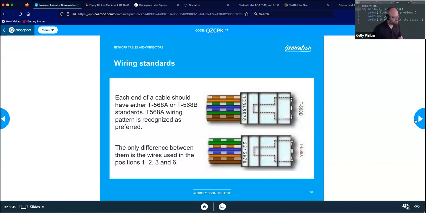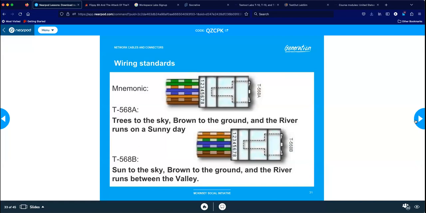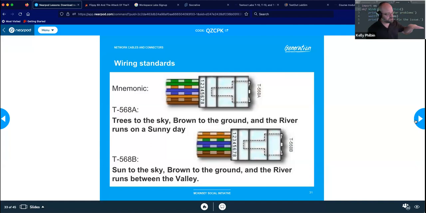All right. So wiring standards. Here's the mnemonics for it. Trees to the sky, brown to the ground, river runs on a sunny day. Sun to the sky, brown to the ground, and the river runs between the valley. So this is just easy ways to kind of quickly remember it and look at it. The most common standard you will come across is T568B.